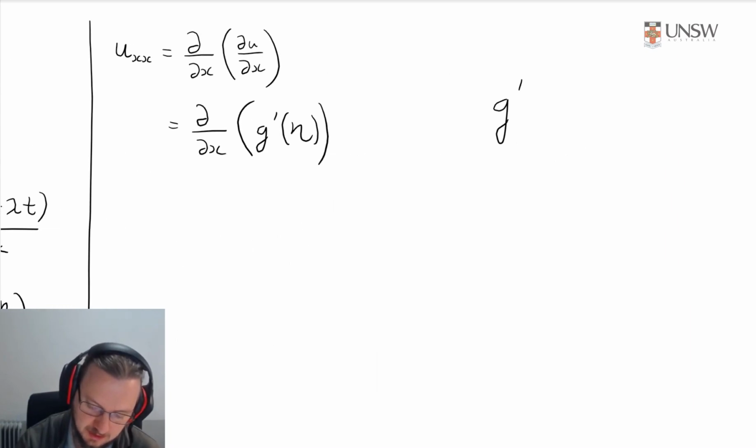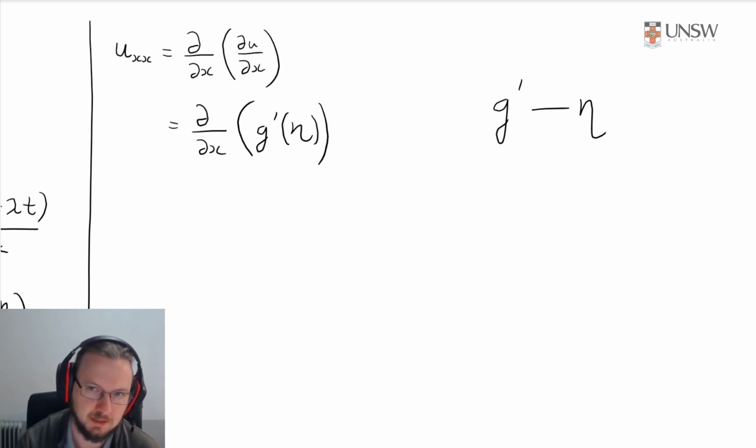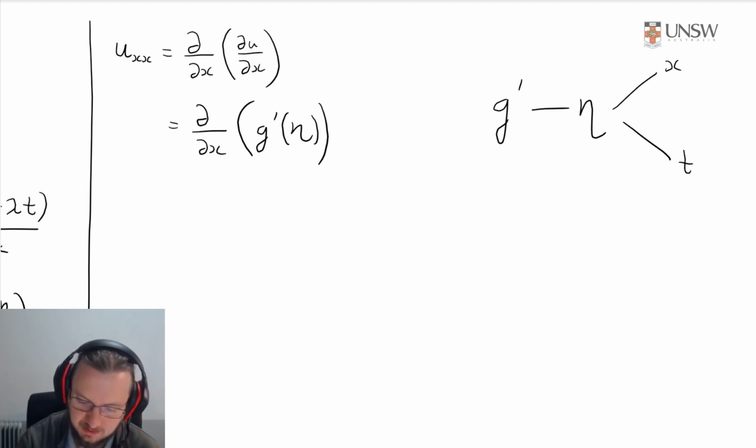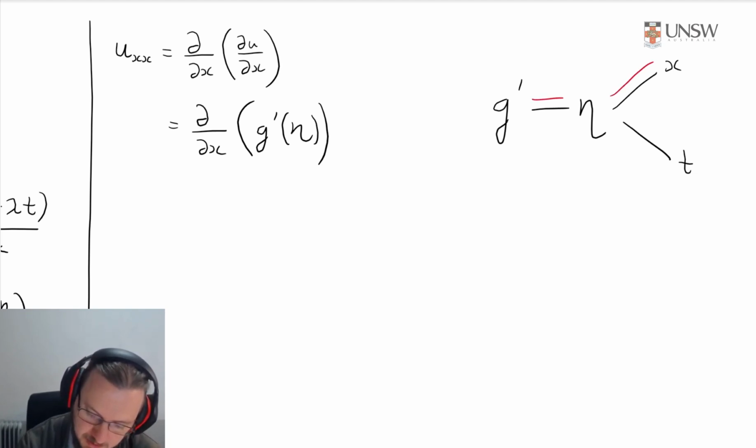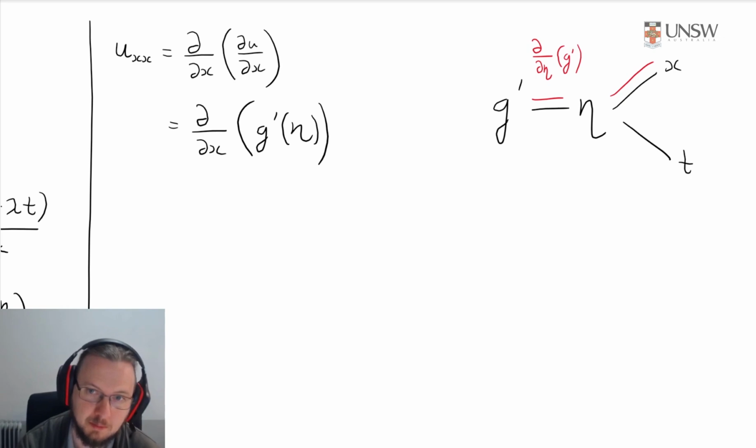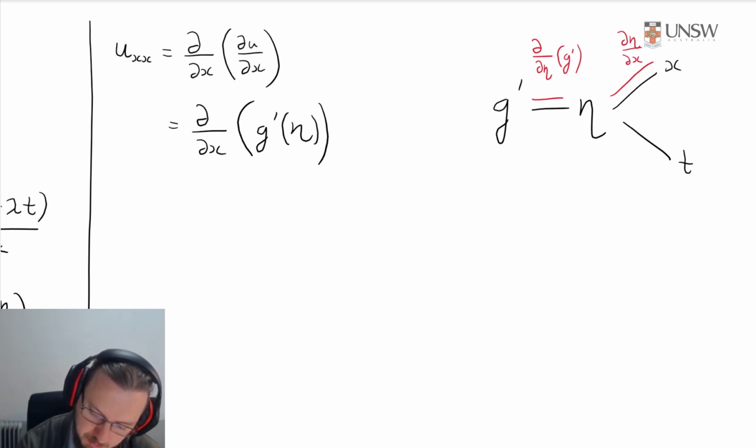I have this thing g prime, the derivative of g. It's really just a function of my new variable eta, and that also just depends on x and t. So when I want to find the partial derivative with respect to x, there's really just two parts of the diagram I need to look at. I need to look at the partial derivative with respect to eta of this g prime, this derivative of g, and the partial derivative of eta with respect to x.